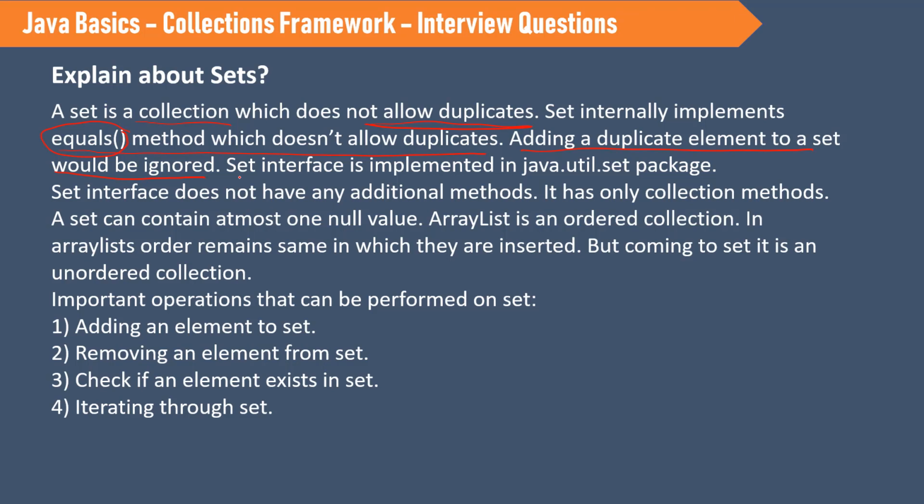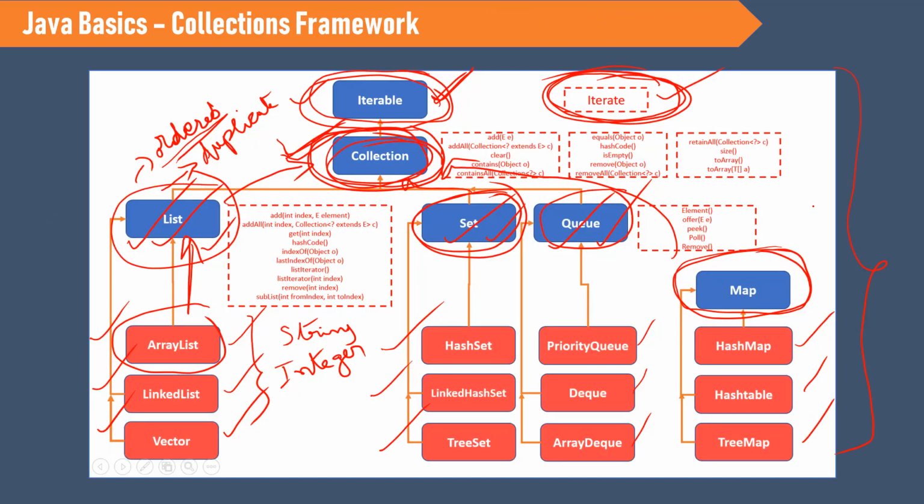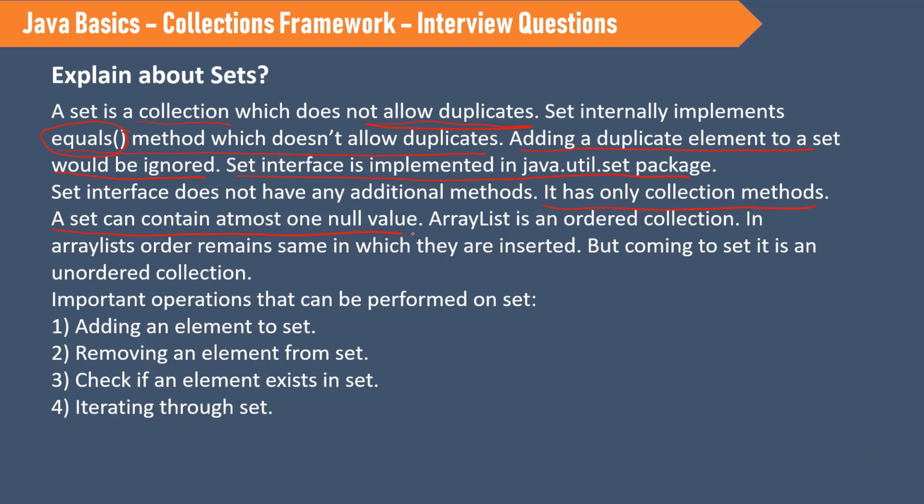Set interface is implemented in the java.util.Set package. Set interface doesn't have any additional methods, it has only collection methods. That means whatever collection methods that we have here, only those methods are implemented in the set. But set itself didn't add any new methods to the collections framework. A set can contain at most one null value. That means it accepts at most one null value.